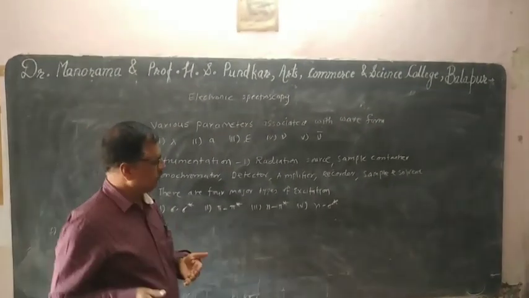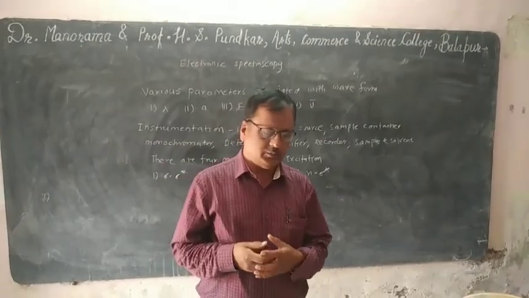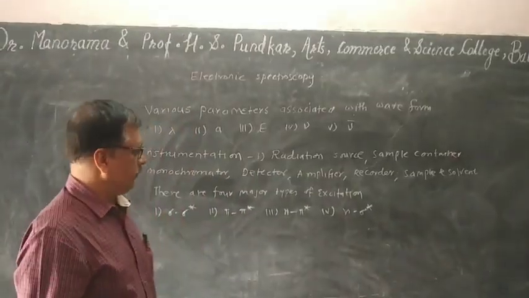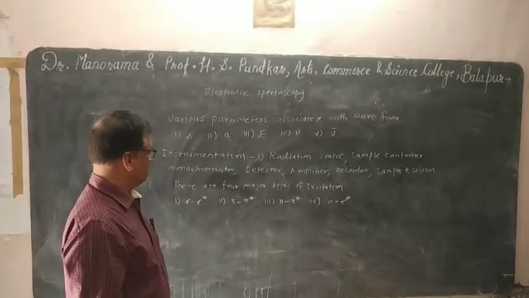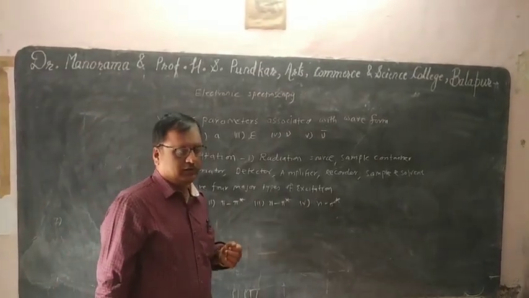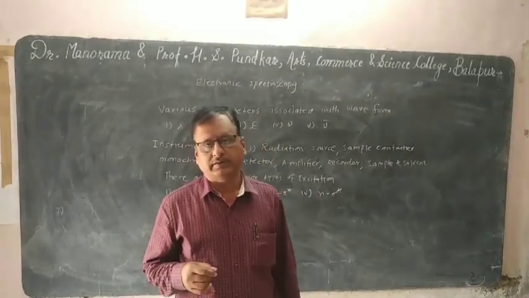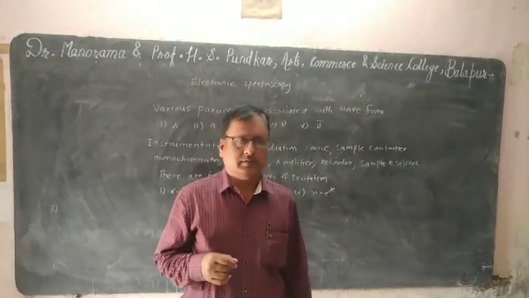The molecule, when exposed to different types of radiation, and the responses given by the molecules are recorded with the help of a device called a spectrophotometer in the form of a graph called a spectrum. This is the main thing.